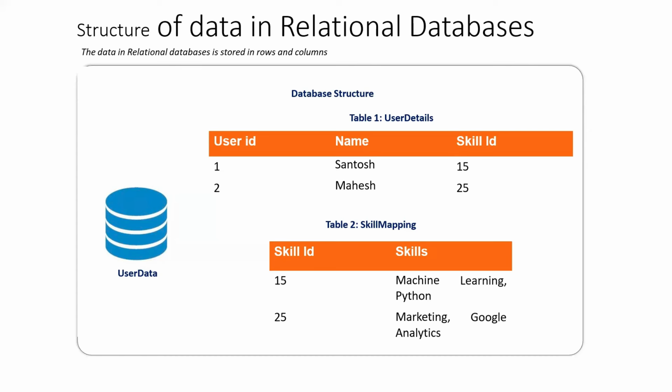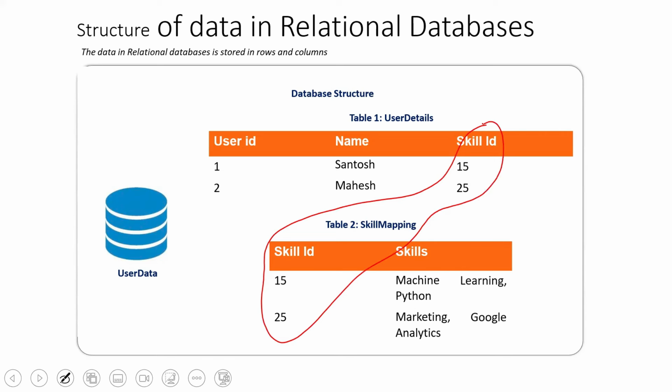Now, if I want to map what skill set Mahesh has, what is your answer? What skill set does Mahesh have based on this example? Marketing and Google Analytics. What skill set does user ID 1 have? Machine learning and Python. So here we are trying to map. When you map these two tables, the common information of the two tables is skill ID. Based on the skill ID, we are able to map.